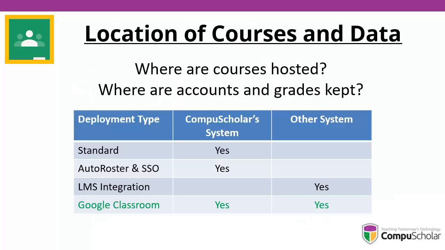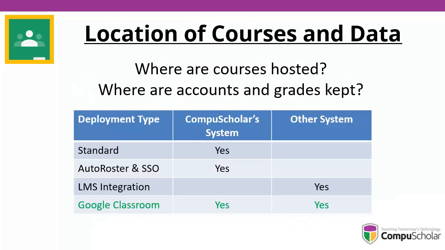So just to reiterate how Google Classroom is a little bit different than some of our other deployment models, the location where the courses are hosted and where student accounts and grades are kept is usually pretty interesting. So in our standard deployment models and in automatic rostering and single sign-on through Clever and ClassLink, all that data, all the courses are kept in CompuScholar system. If you're doing a third-party learning management system integration like Canvas or Schoology, then all of those courses and accounts and grades are kept in those systems and not in CompuScholar's.